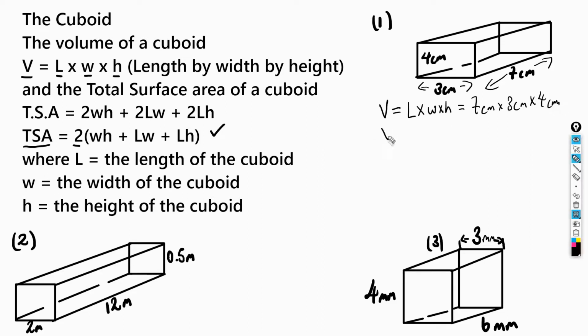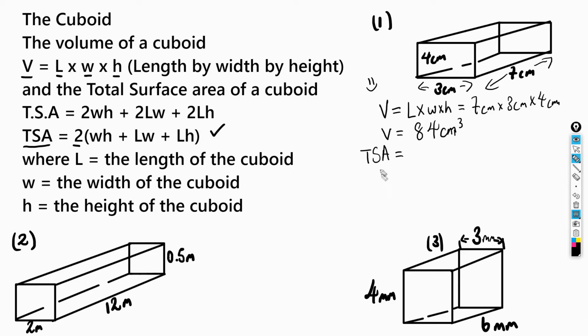Cool. So the volume is going to be equal to 7 times 3 should give us 21, and 21 times 4 should actually give us 84 centimeters cubed, right? Because it's a volume, so we know it's cubed. All right. Pretty easy, right, guys? Cool. So let's find the total surface area now.